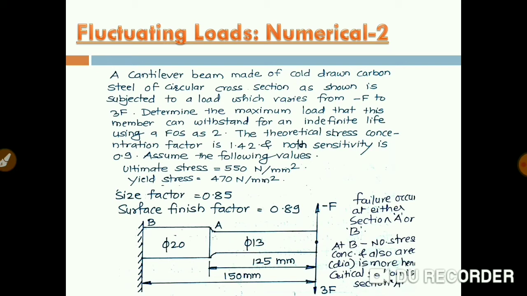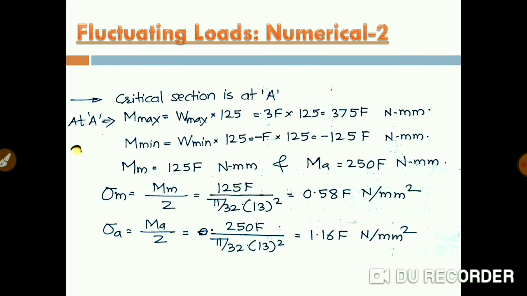So here the figure is as shown. Diameter is 20, then after the step it is 13, total length is 150 and 125. So failure occurs at either section A or B. At B, there is no stress concentration and also the diameter is more at section B. So the critical section is A, because the diameter is less and the load is also acting on that end. So the critical section is A.